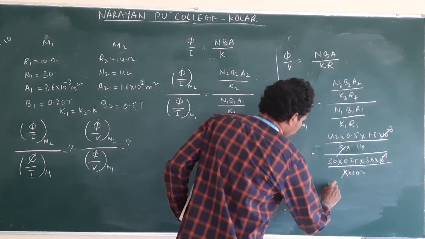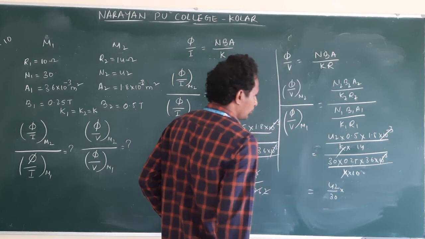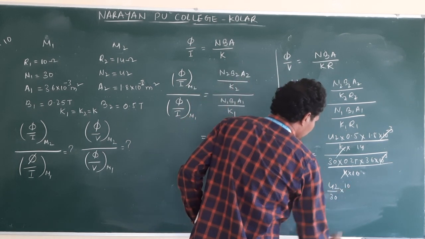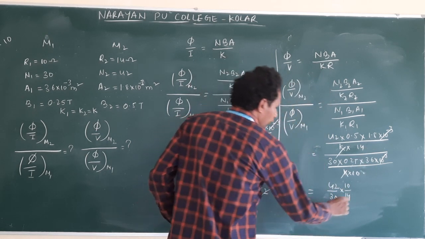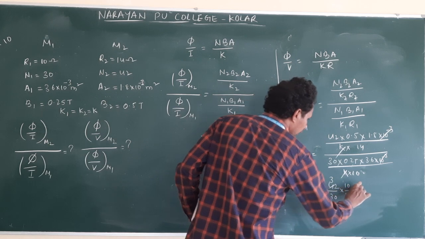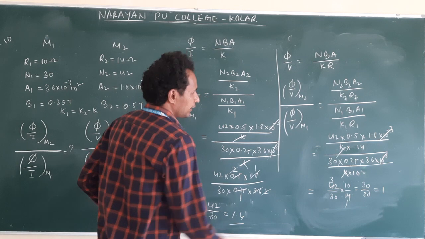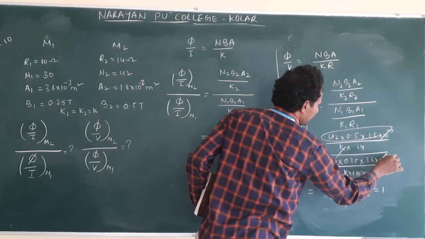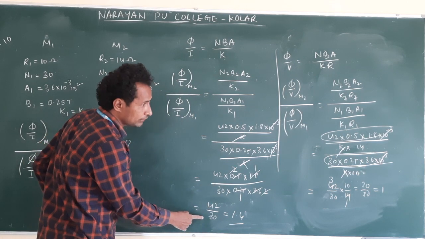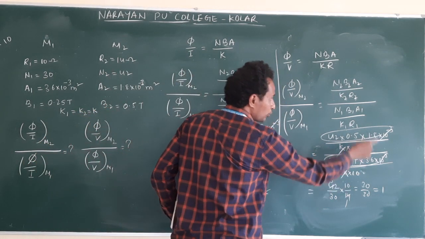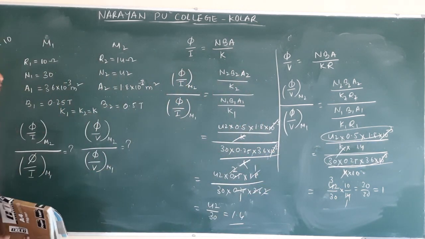What do we have? 42 by 30 into 10 goes up, 14 comes down. 14 ones, this is 3. 30 by 30 is equal to 1. See, this calculation, this by this, is already given here. Value is what? 42 by 30, 14, 10. 10 goes up, 14 comes down. So, you just think, you will get the answer. Clear?